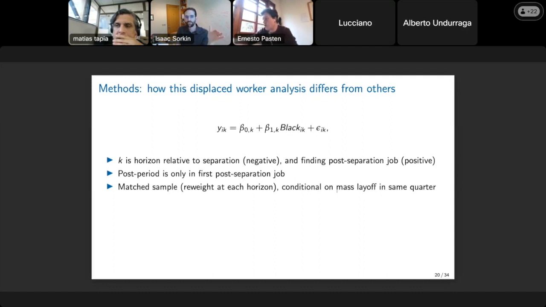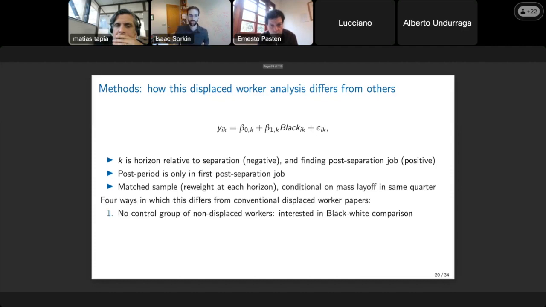So what I'm going to show you is going to look like a traditional displaced worker paper, but it's going to differ from a displaced worker paper in 4 ways, which I want to emphasize just so you know what you're looking at. The first way is there's no control group of non-displaced workers. I'm just going to be looking at the black-white comparison with these workers who lose their job from the same firm in the same quarter in a mass layoff.